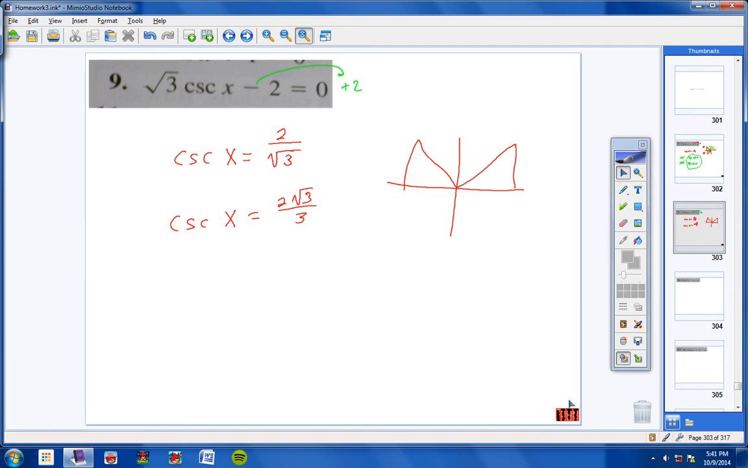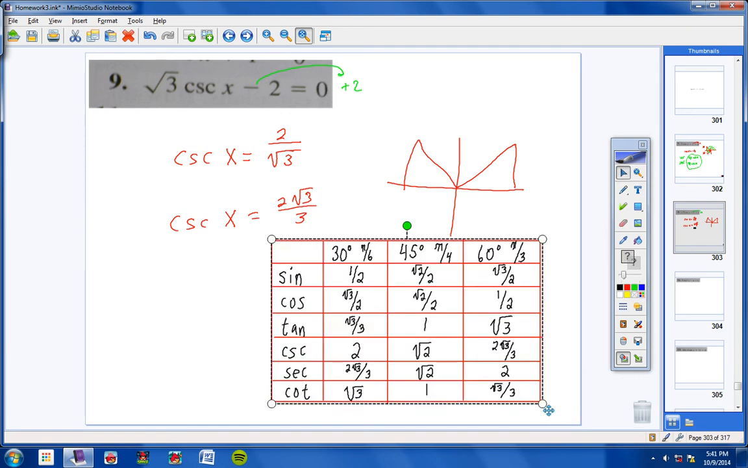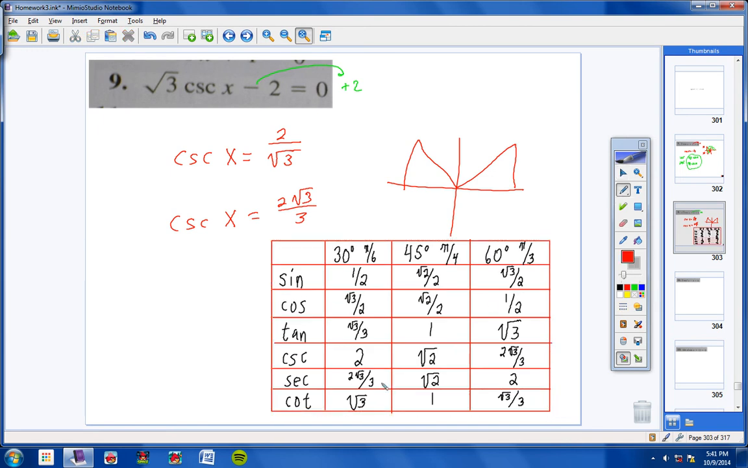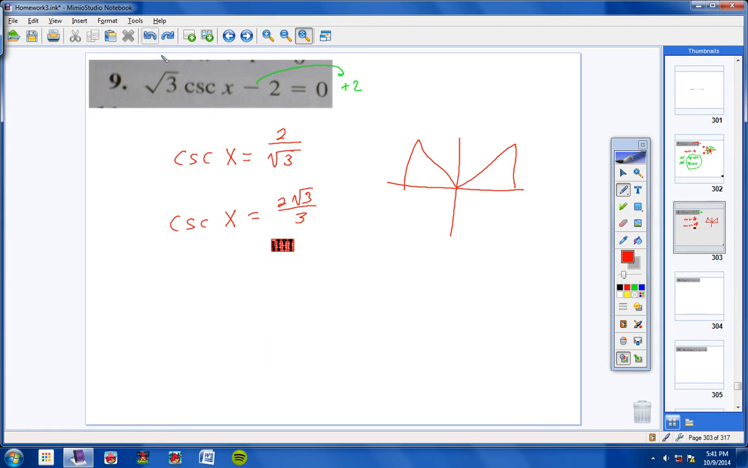Now let's find an angle whose cosecant is 2 square root of 3 over 3. Right here, cosecant of 60 is 2 square root of 3 over 3. So 60 is the angle we will put inside the triangle. 60 here and 60 here. If you like to use radians, it would be pi over 3 and pi over 3.